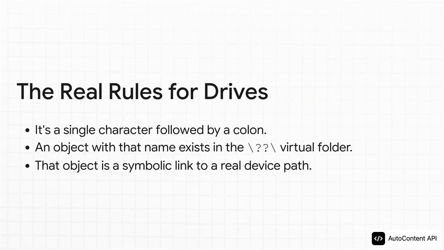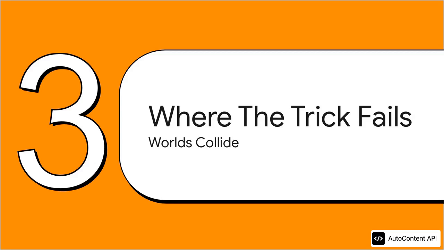So here are the real rules. A drive works if it meets 3 simple conditions. 1, it's a single character followed by a colon. 2, a shortcut with that exact name exists in that special \??\ folder. And 3, that shortcut points to a real device. That's it. Any single character will do. Okay, but you knew there had to be a catch, right? Just because the kernel is cool with this doesn't mean every program you use is going to be.